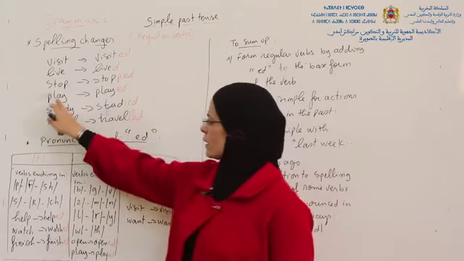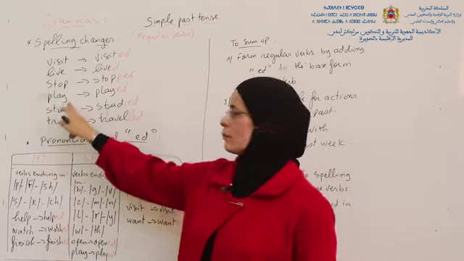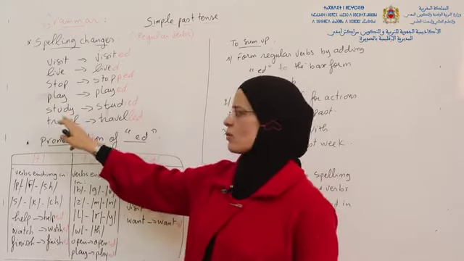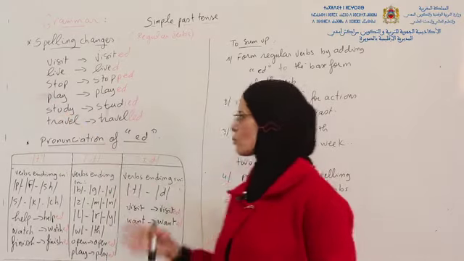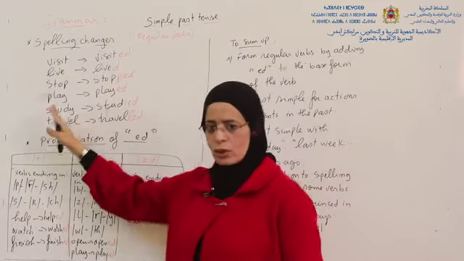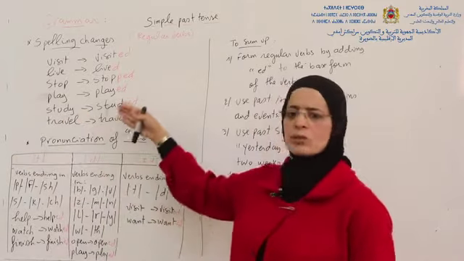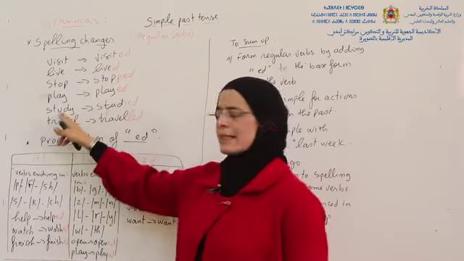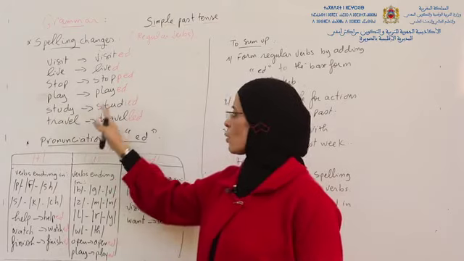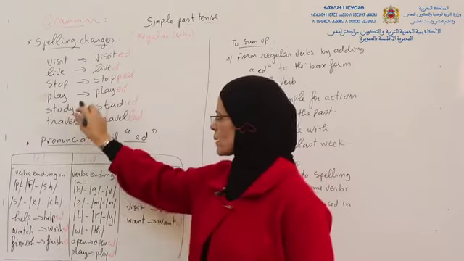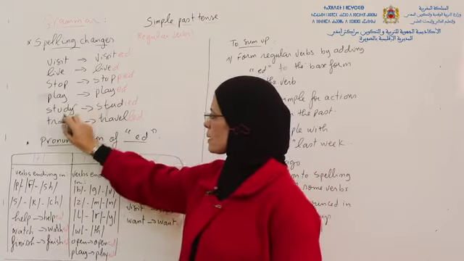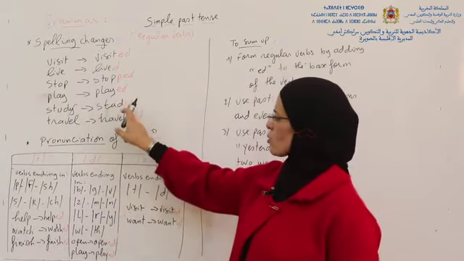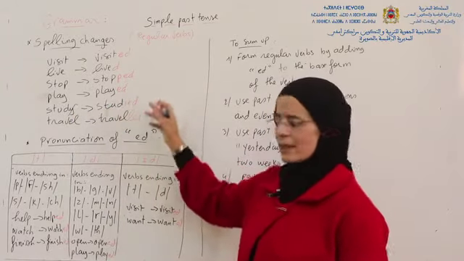So compare. Here you have vowel plus y, but here you have consonant plus y. So when we have a consonant plus y, first we drop the y, we change it into i, then we add ed. Okay, I repeat, when you have consonant plus y, we drop the y, then we change it into i, then we add ed.